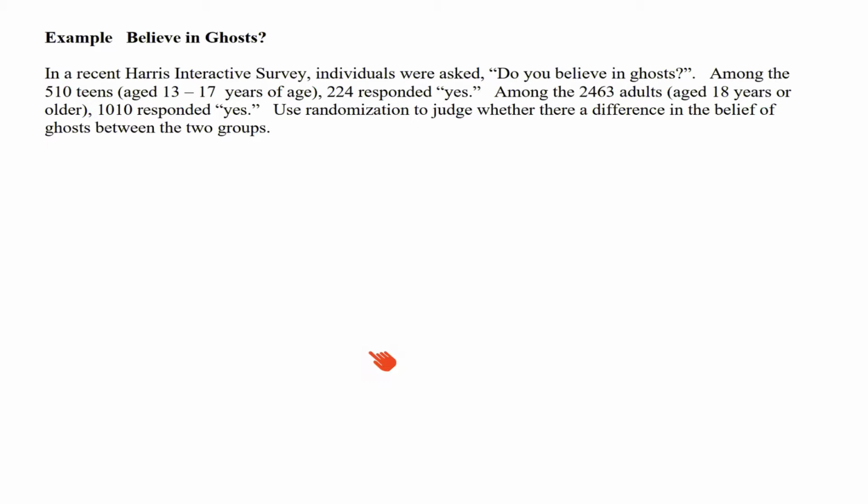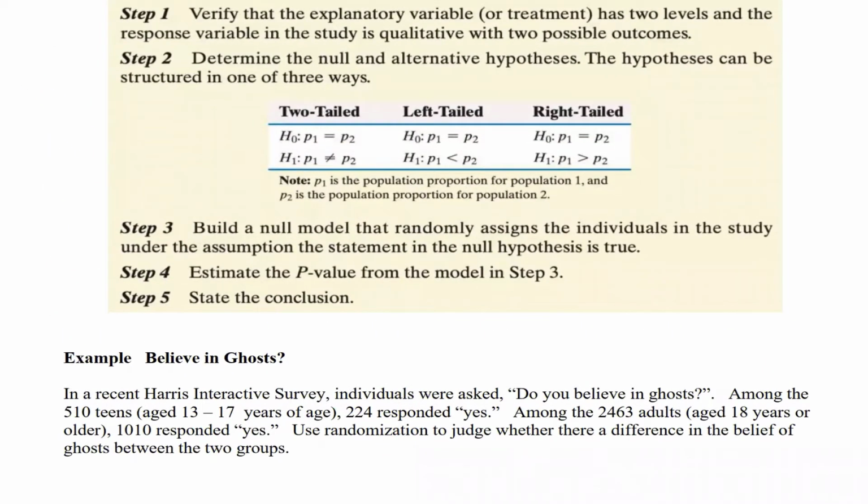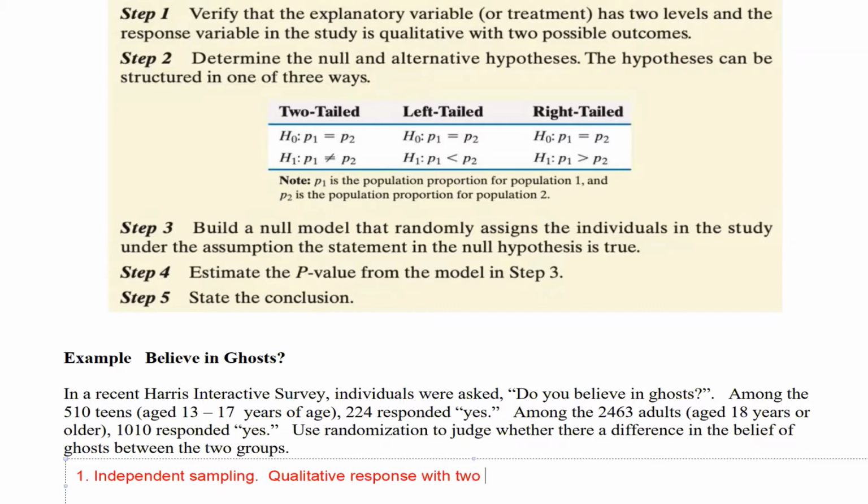We're going to use randomization to judge whether there's a difference in the belief of ghosts between the two groups. So let's look at our steps here. First of all, for step 1, we have independent sampling. We randomly sampled teens and then independently randomly sampled adults. We asked, do you believe in ghosts or not? So we have a qualitative response with 2 outcomes. Either you believe in ghosts or you don't.